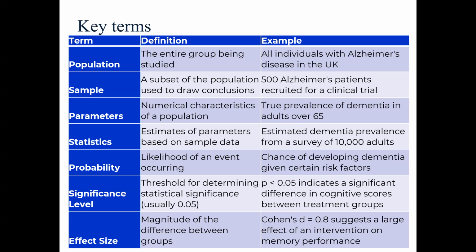The significance level is the threshold for determining statistical significance, and typically that is set at 0.05. So a p-value below 0.05 indicates that there is a significant difference in cognitive scores between treatment groups. And then the effect size is the magnitude of the difference between groups. Cohen's d is a particular type of statistical test, and a Cohen's d of 0.8 suggests a large effect of an intervention on memory performance.